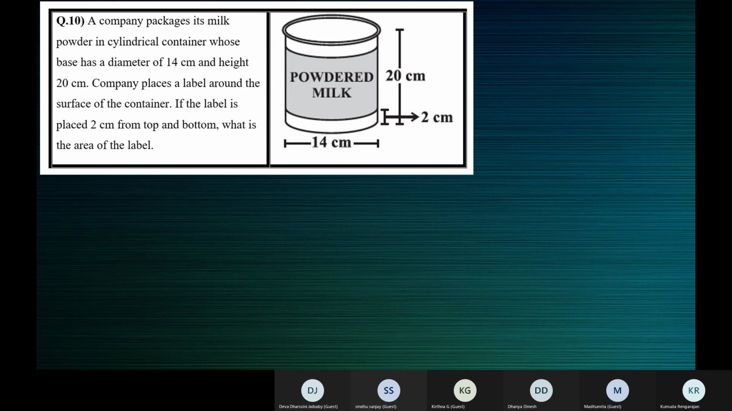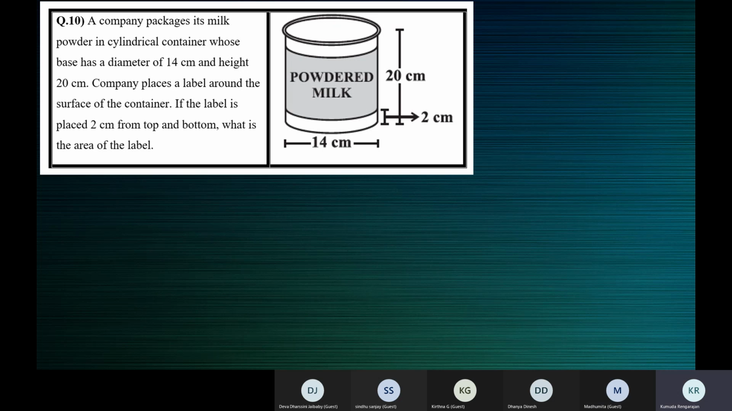All right. What is the shape? What shape will the label take? Ma'am, it's a rectangle. Yes, fine. The label is originally a rectangle. When it goes around the cylindrical container, how does it look now? Is the label still rectangular? No, ma'am, it looks like a hollow cylinder. Yeah, it becomes a hollow cylinder.